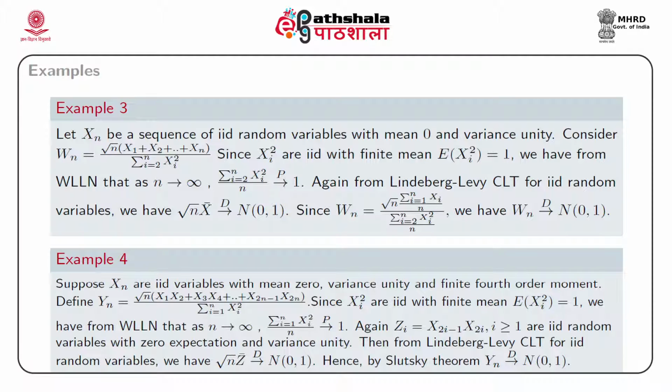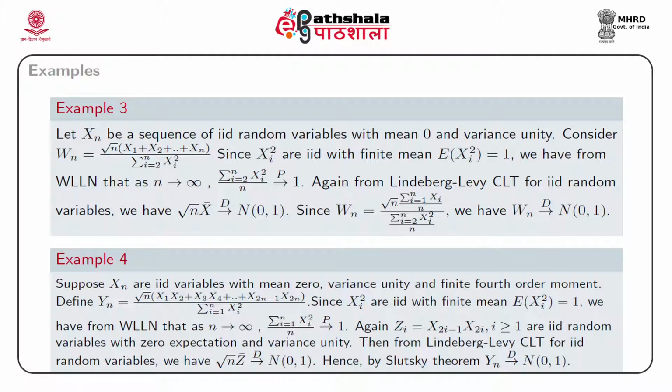Suppose xn are IID random variables with 0 mean and variance unity, and in addition we assume that the fourth order moment is also finite. Now define the new random variable Yn as square root of n multiplied by (x1 x2 plus x3 x4 plus up to x2n minus 1 x2n), whole thing divided by summation i from 1 to n xi square. As earlier, xi square are IID with finite mean 1, and hence it follows from weak law of large numbers that summation xi square divided by n converges to 1 in probability.